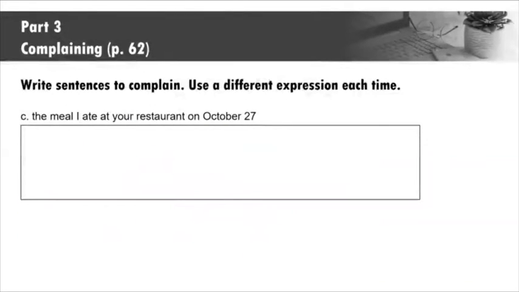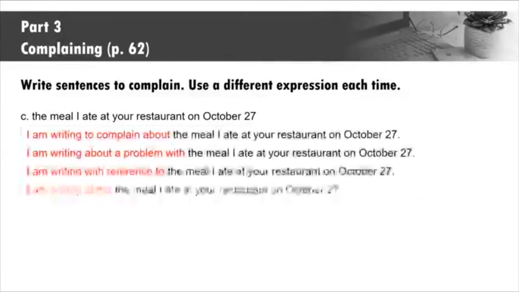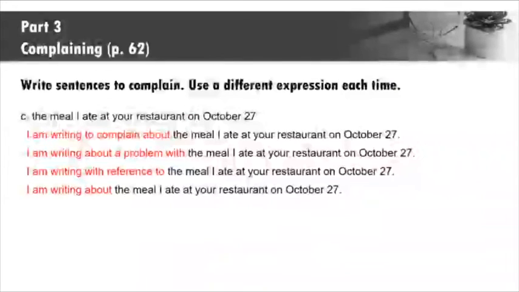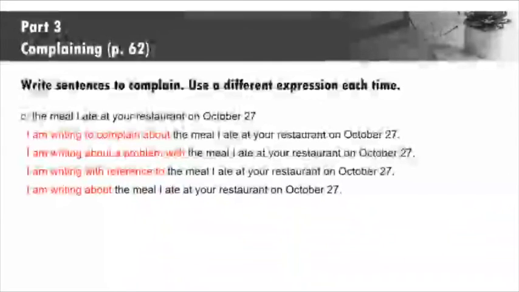C. The meal I ate at your restaurant on October 27th. There are 4 possible answers. I am writing to complain about the meal I ate at your restaurant on October 27th. I am writing about a problem with the meal I ate at your restaurant on October 27th. I am writing with reference to the meal I ate at your restaurant on October 27th. I am writing about the meal I ate at your restaurant on October 27th. Any of them could be your answer too.